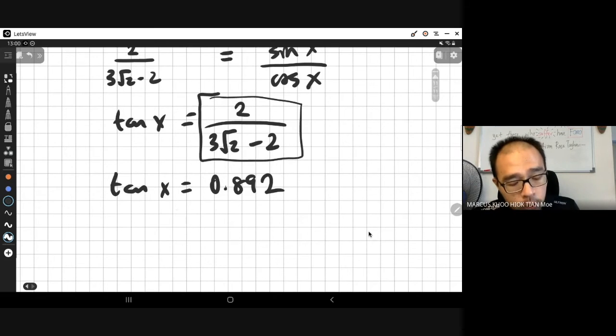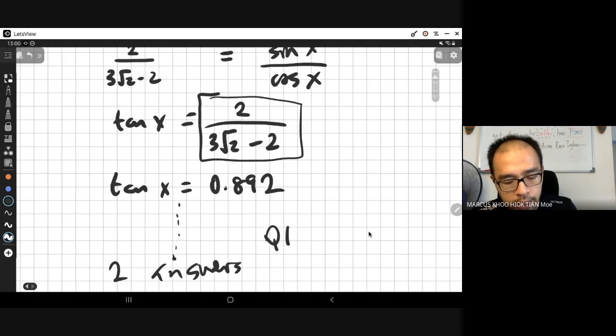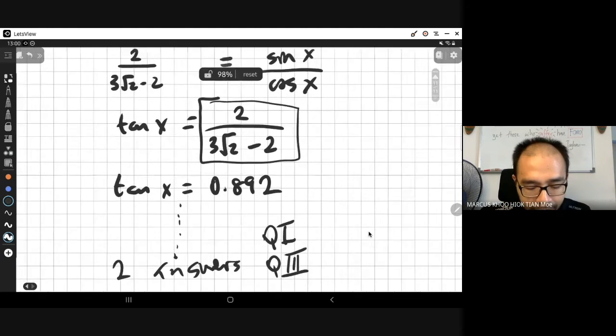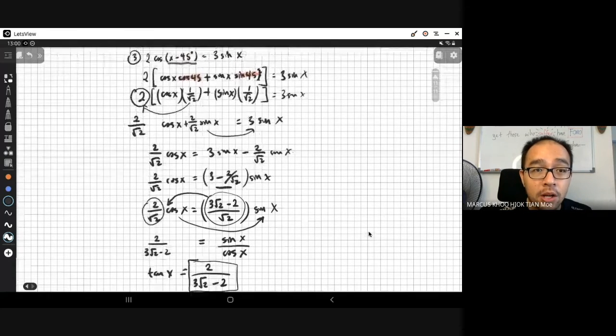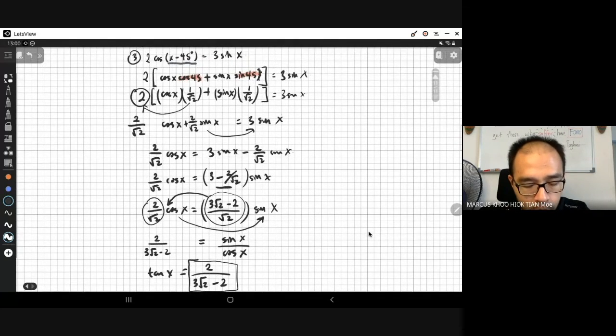Okay, so lepas ni kamu boleh buat sudahlah. You will have 2 answers, one in quadrant 1 and the other one in quadrant 3. All science teachers, yeah. But this is how it is. If you have a value, you will have to substitute the value. Kind of no choice over there.